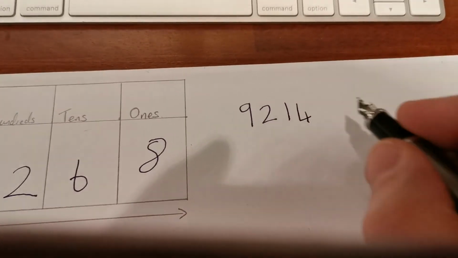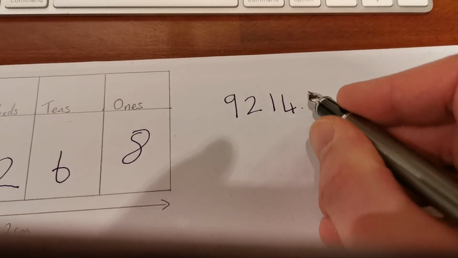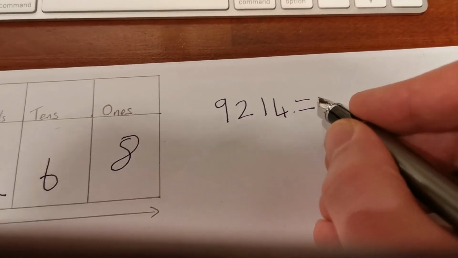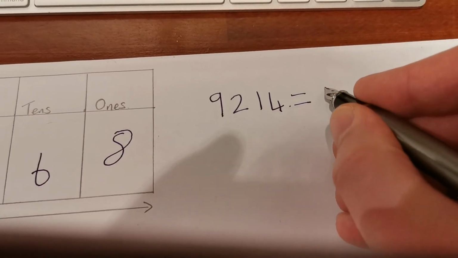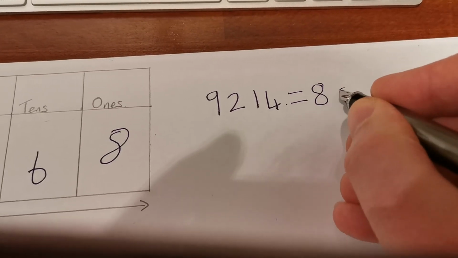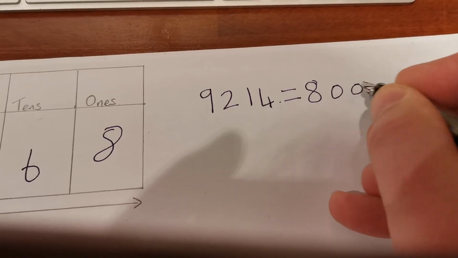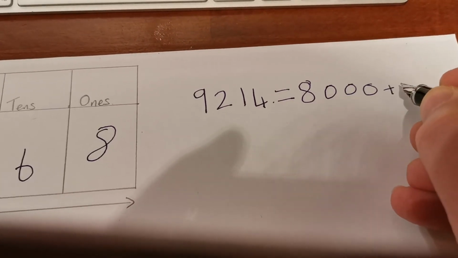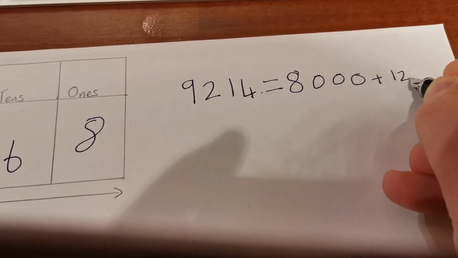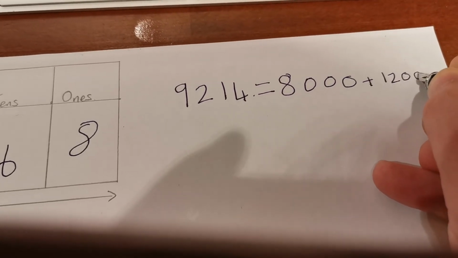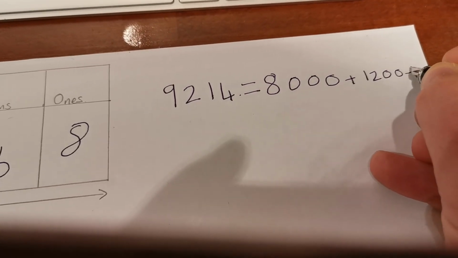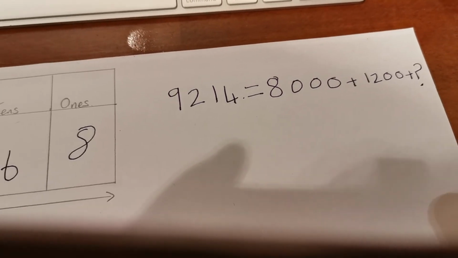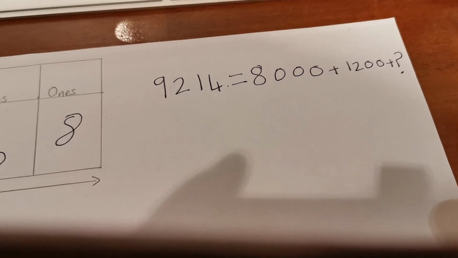9,214, and it's saying that's equal to 8,000 plus 1,200 plus something. How do we work out what that something is?